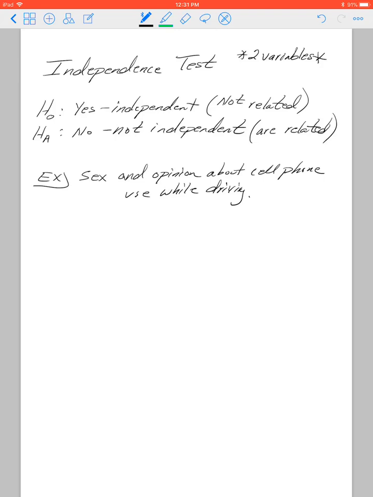Okay, so let's see, we have gender, we have sex here. Female, male. And then we have people who do not like the idea of banning cell phone use by drivers. And then we have the ones who are in favor of banning cell phone use while driving. And these are the tallies. This is how many came up in each group. Or the frequencies, we might call it, right?